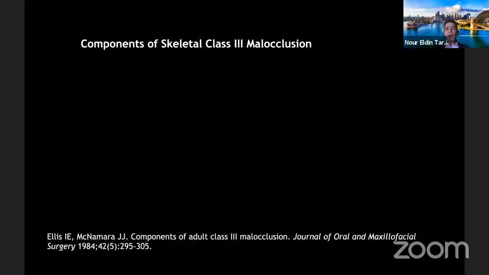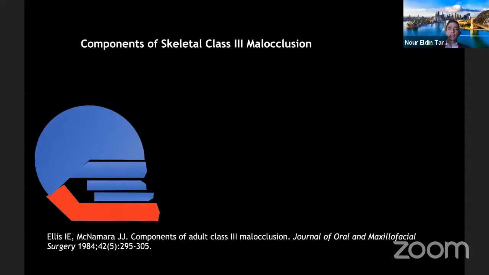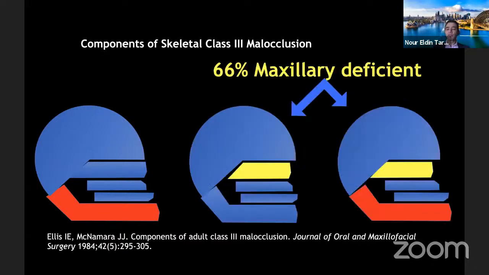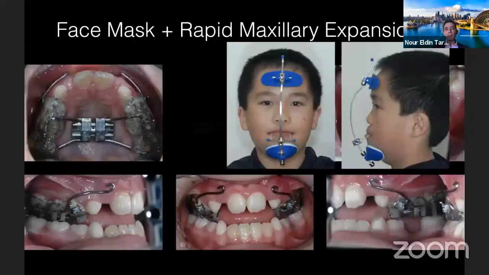And if we break it down, we're going to find that in class 3 malocclusion, even though historically we used to call it prognathism, actually a large mandible only is not the most common type of class 3 that we will find. In fact, the majority of class 3s are going to present with a component of maxillary deficiency, and some will have a maxillary deficiency and mandibular excess. So managing maxillary deficiency becomes quite important when we're talking about managing a class 3.